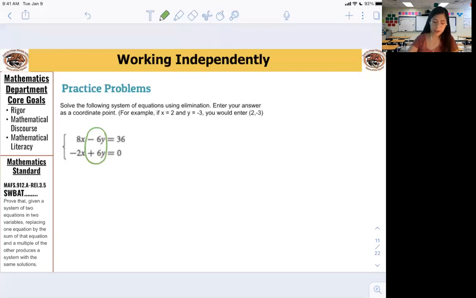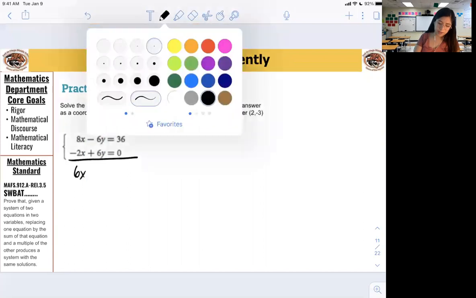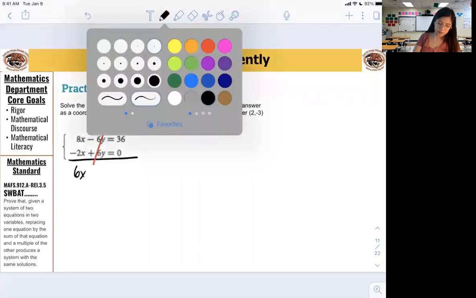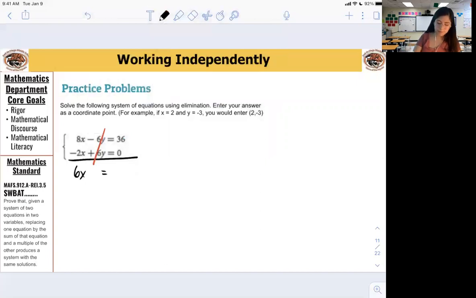So since we already have opposite values, I can just go ahead and combine my equations. So 8 minus 2, 6x. My y's we already know, they cancel. And then 36 plus 0 is just 36. So if 6x equals 36, what can I do to both sides? Divide by 6. So I get x equals 6.